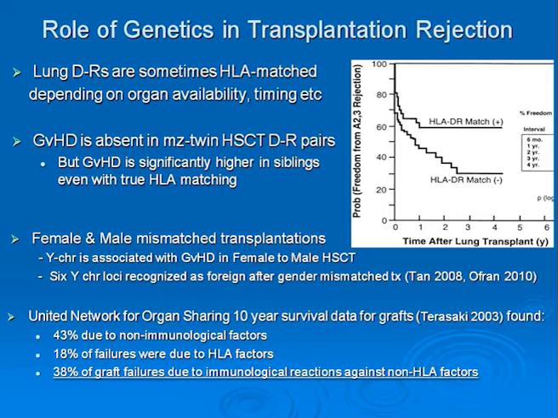We know that in graft versus host disease, where basically the graft stem cells are attacking certain tissues of the recipient, it's absent in monozygotic twins, but in siblings and first-degree relatives, even when they're perfectly HLA matched, you still see graft versus host disease, which is indicative of a non-HLA immune response. And we also know that females tend to have a much worse outcome when they receive male organs, and there's evidence for Y chromosome allogenicity there as well.